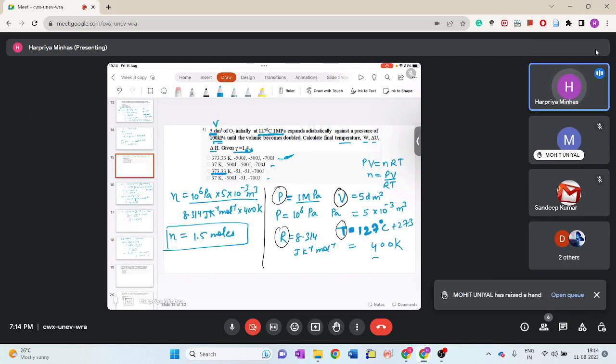So this is 700 joules. Now our option is option A. The calculated final temperature is 373.33 Kelvin, with the work minus 500 joules, delta U minus 500 joules, and delta H minus 700 joules.